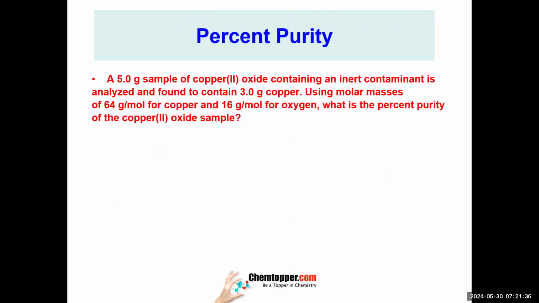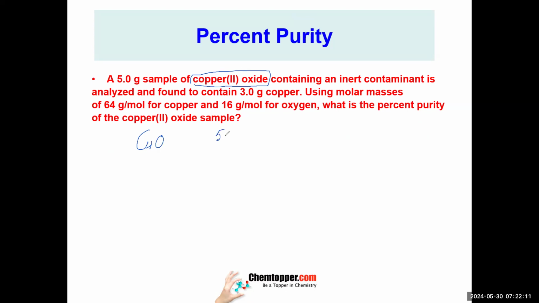Percent purity. Purity means when we take a sample, generally the sample is not made up of only that compound. There are some other compounds also there. Most things in nature are in the form of mixtures, so there is always some kind of impurity in the sample. Do you know the formula of copper(II) oxide, children? What's the formula of copper(II) oxide? Yes, CuO. Very good, Amodita.